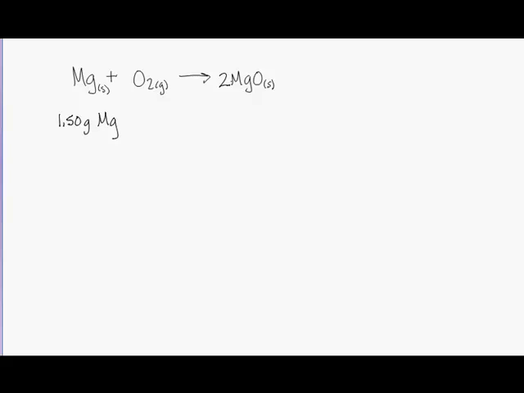But now our magnesium is out of balance. We have 2 on the product side, but just 1 on the reactant side, so we need a 2 in front of that magnesium as well. Now our equation's balanced.